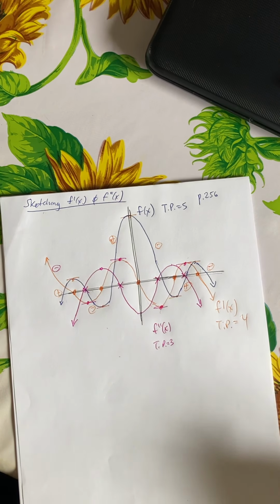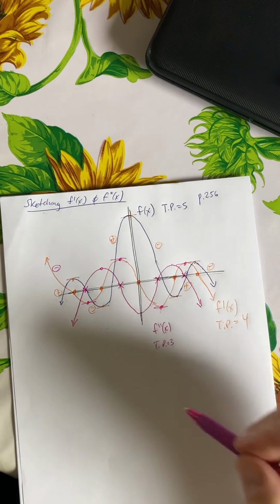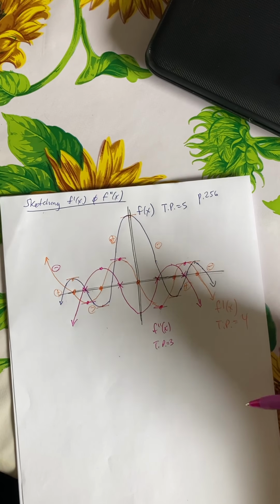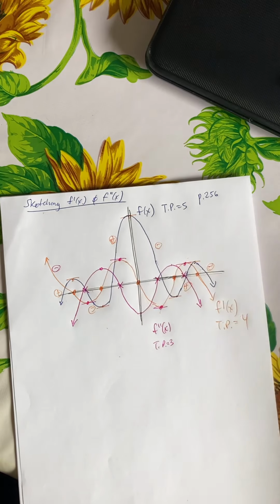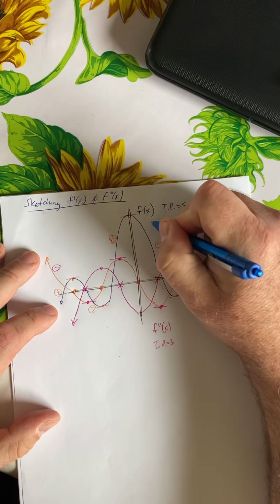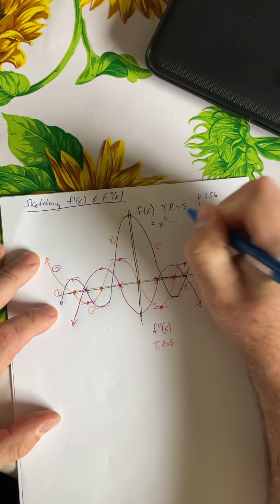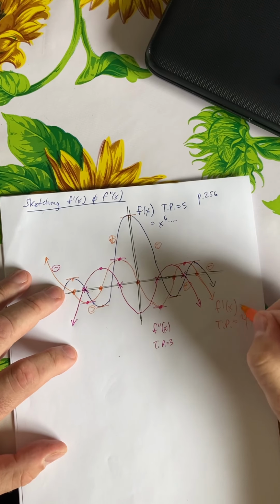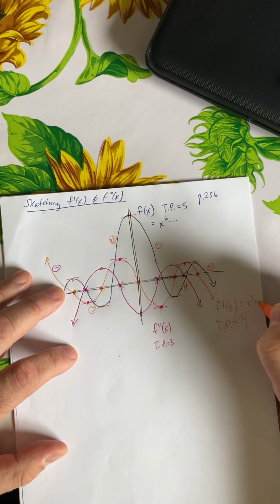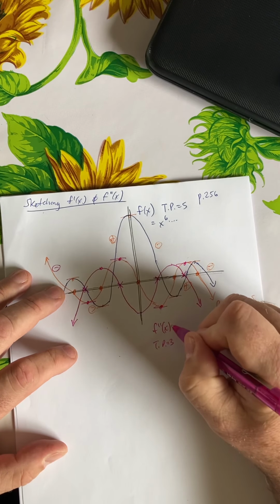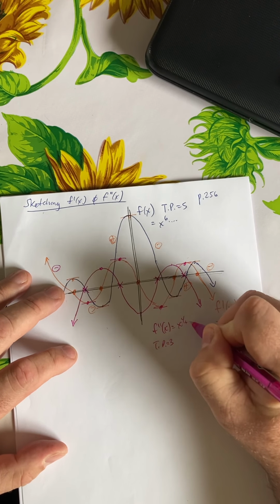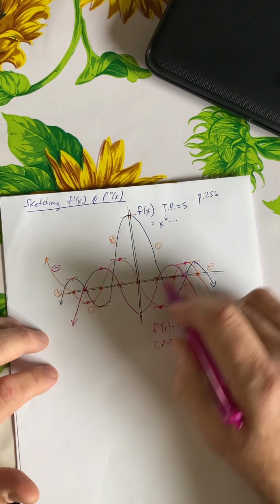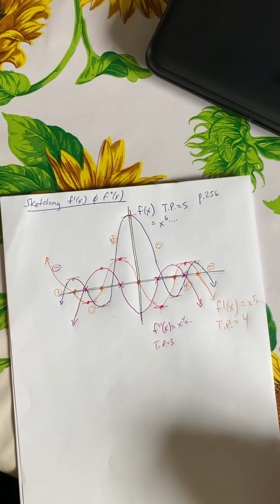So you notice that every time we take the derivative, the number of turning points usually goes down by 1. Like I said, this is probably some sort of x to the 6 function. This is probably some sort of x to the 5 function. And this is probably some sort of x to the 4 function. It could be 2x to the 4, it doesn't matter. It's an x to the 4 because of the number of turning points, which is 3.